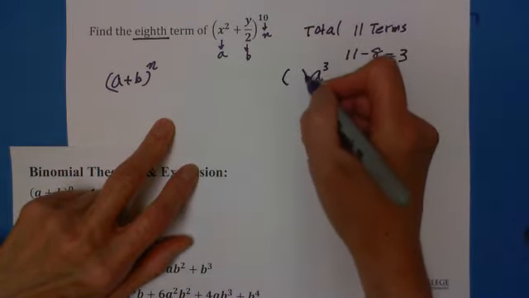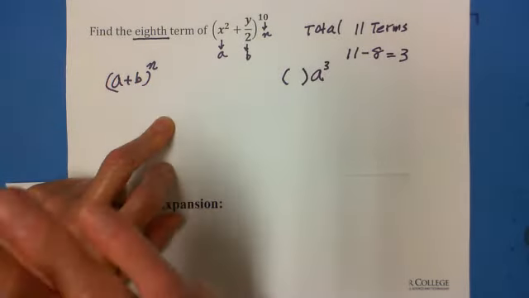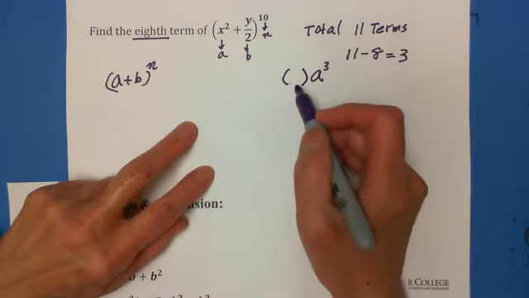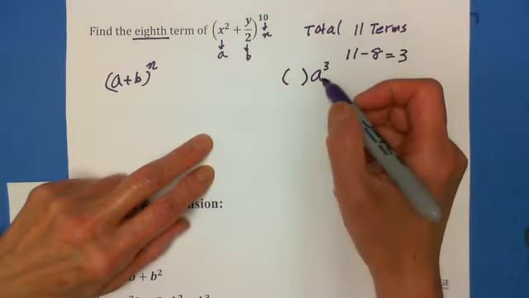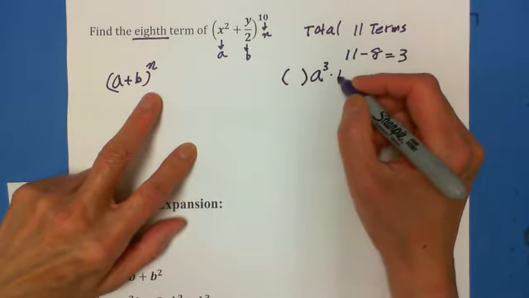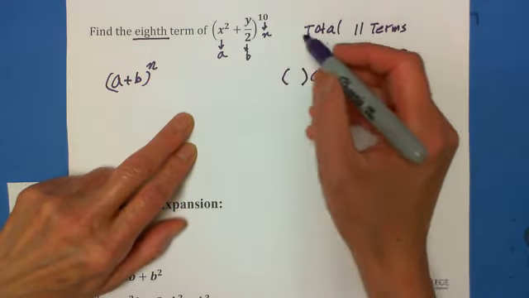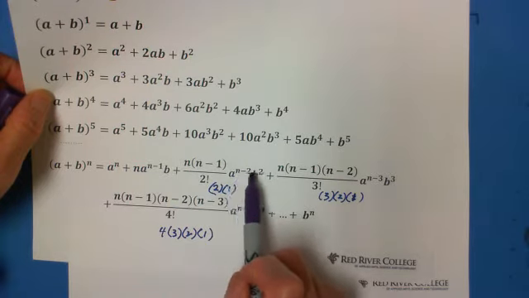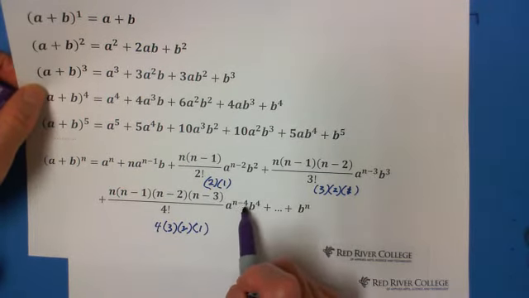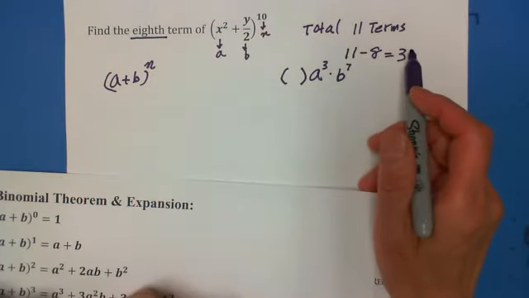Every time we write one term, it has 3 components. The first component is the coefficient. The second is a to the cube. Then b should be 7, because 3 plus 7 equals 10. That is the pattern. With a to the n minus 2, b is 2, and added together they equal n. With a to the n minus 4, b is 4, and added together they equal n. So 3 plus 7 is 10.